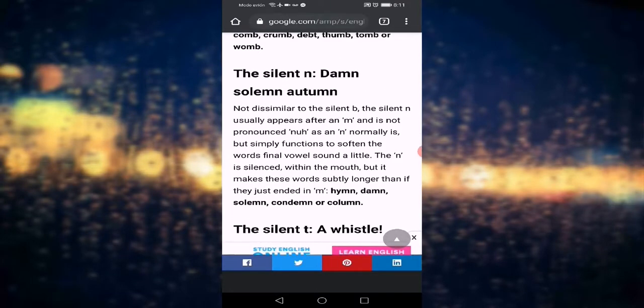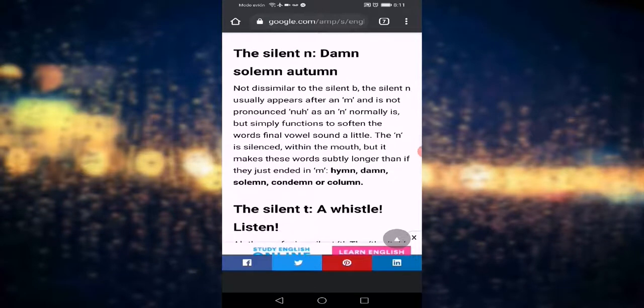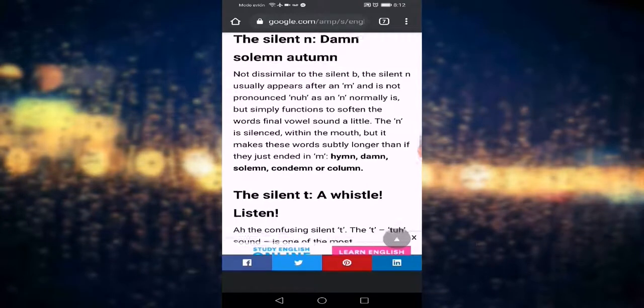The silent N. Not dissimilar to the silent B, the silent N usually appears after an M and is not pronounced N as it normally would be, but simply functions to soften the word's final vowel sound a little. The N is silenced within the mouth, but it makes these words subtly longer than if they just ended in M. Damn, solemn, condemn, or column.